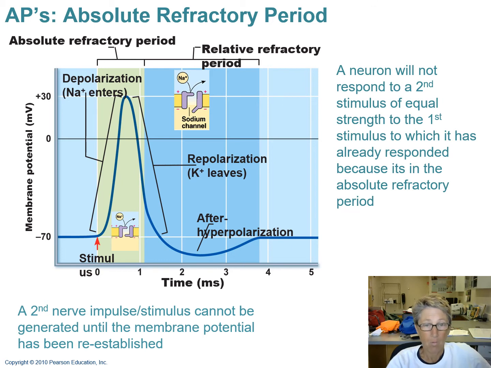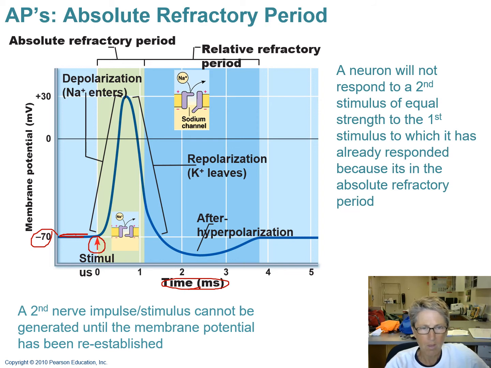Okay, so now let's look at this cartoon. So this is an action potential. We've got minus 70 millivolts on the y-axis and time in milliseconds on the x-axis. And here's our resting membrane potential along here. And then it gives a stimulus right here at 0 milliseconds. And we know the story.